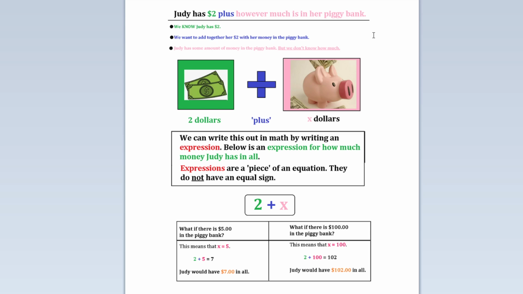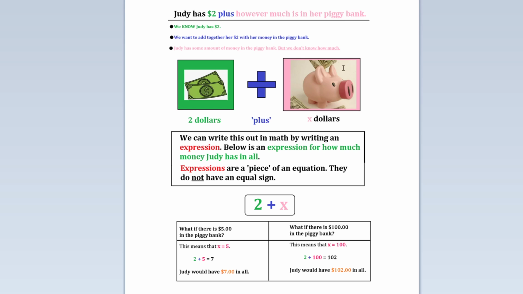Okay. So we said yesterday that we could write an expression, which is like part of an equation, kind of like half of it. And we said that we can represent how much money Judy has altogether by this expression here. So she had $5 in her piggy bank. Well, we said we could just plug in 5 for x, and that would tell us that she has $2 in her pocket plus $5 in her piggy bank. So she'd have $7 altogether. Right? She'd have $7 total.